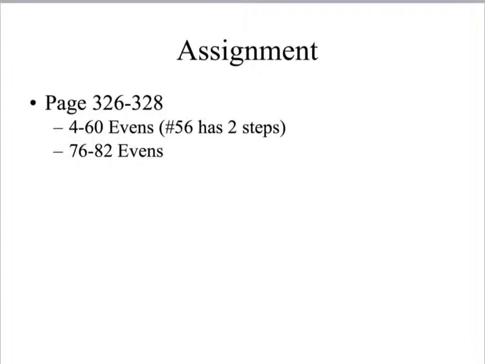Okay, if you look at page 326 and 328, you're doing 4 through 60 evens. Number 56, if you look at 56, it has 2 steps. There's 2 problems. There's an A, there's a B. I want you to do both A and B.